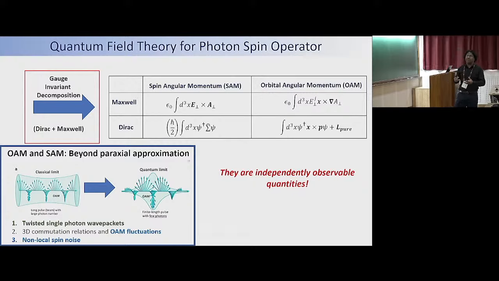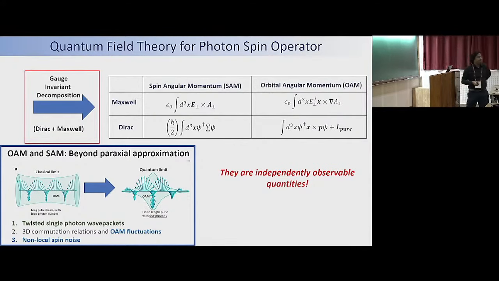So the noise in the spin property as well as the OAM property. And there are some other properties as well, which are non-local spin noise. So looking at properties not just at one point, but looking at correlation functions, spin-spin correlation functions for the light field. So these are some interesting things that can come out.